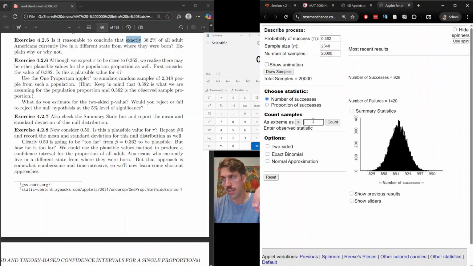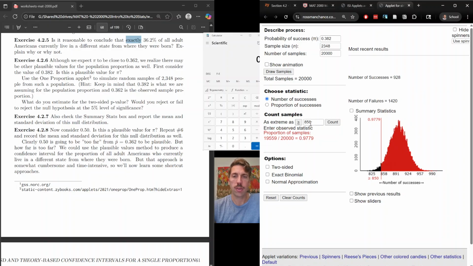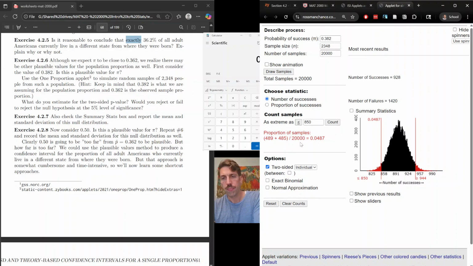We measure our statistic according to the null population. So the statistic was 0.362. So we'll count, but then we're not counting that way. We're counting more extreme, and we'll do two-sided. Okay. So that means that I would get 0.0487. So hopefully you know whether to reject or fail to reject based on that number. And that if we reject, that means our original number is not plausible. If we fail to reject, then it is plausible.